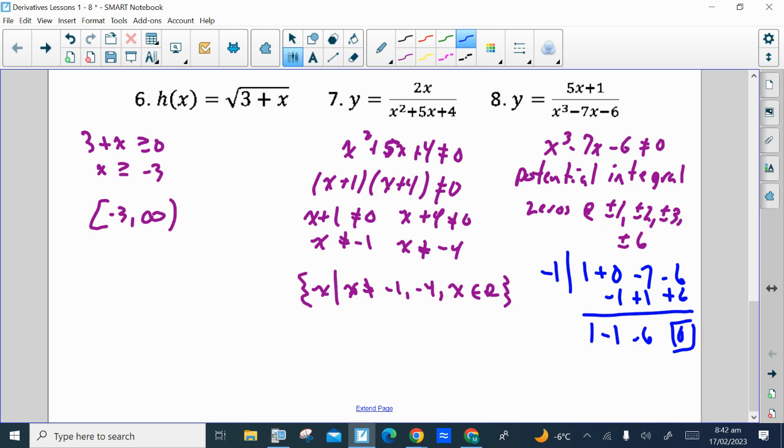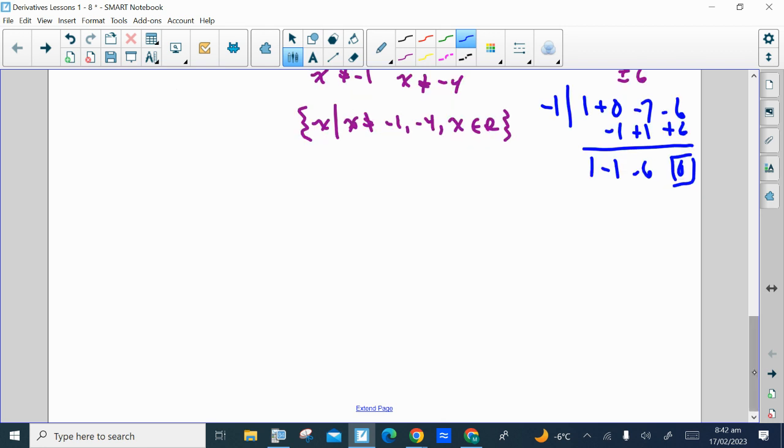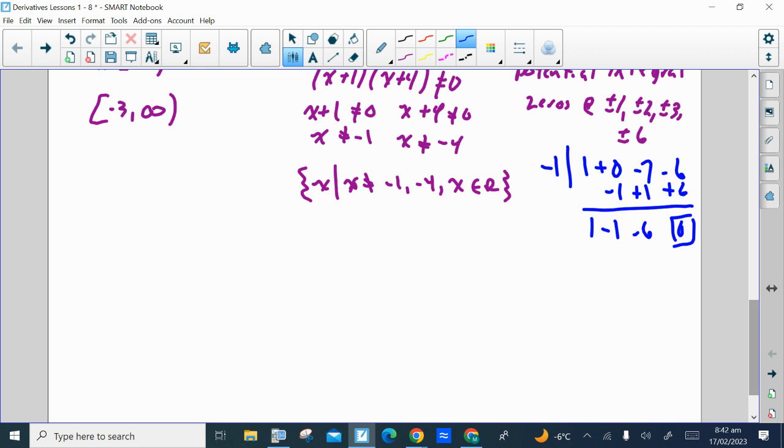Because the remainder is 0, that means that x plus 1 divides evenly into the polynomial. It's a factor of the polynomial. But this also tells us what the other factor is, the quotient. The numbers at the bottom tell you the coefficients of the quotient. We now know that x plus 1 is a factor. The other factor will be the quadratic, because we divided a third degree by a first degree. That gives you degree 2. And that would be x squared minus 1x minus 6.